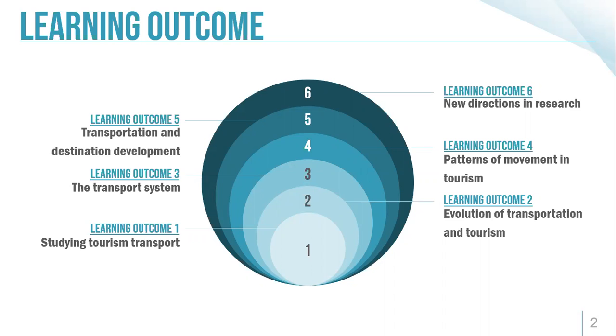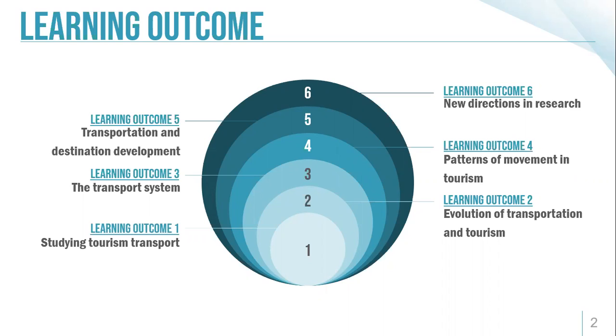Number 3 is the support system. The support system that we will learn is 3. Not mod, not mod, not mod, not mod what? After this we will learn what is not mod. Number 4 is pattern of movement in tourism.